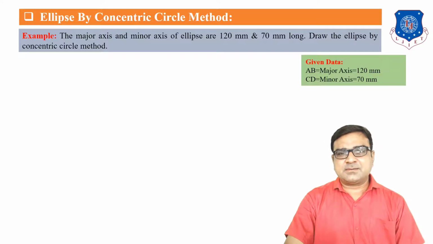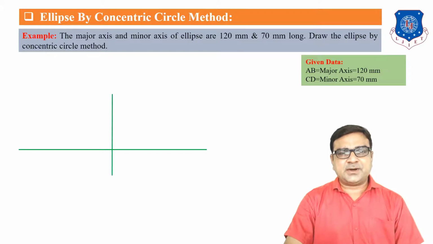Here the major axis and minor axis are given. So first of all you have to take a line of major axis 120 mm and minor axis 70 mm perpendicular to that. So AB is the major axis, CD the minor axis. Now draw two circles with the same center O, one of diameter AB and another of diameter CD.